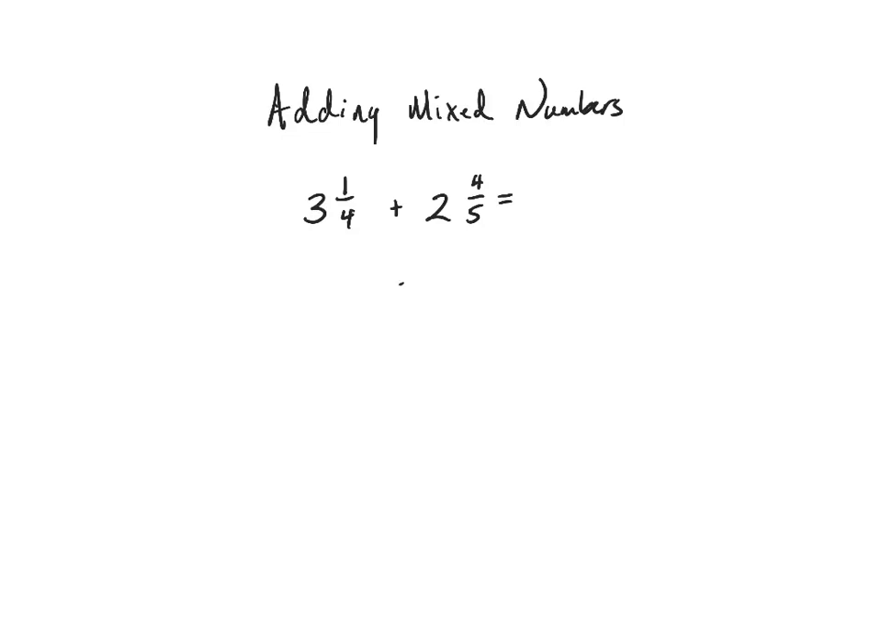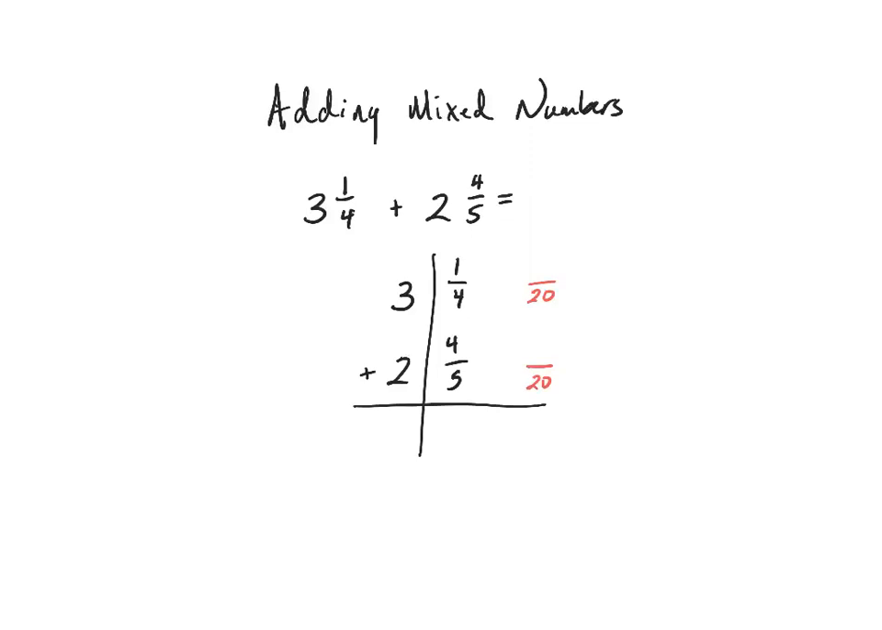So I'm going to put my whole numbers in the whole number column on the left, 3 and 1/4, and the fractions in the fraction column on the right, 2 and 4/5. And my first step will be to find common denominators. So I'm going to look at 5 and 4, and I'm going to use a common denominator of 20. 5 and 4 both go into 20. So that will be my new denominator.